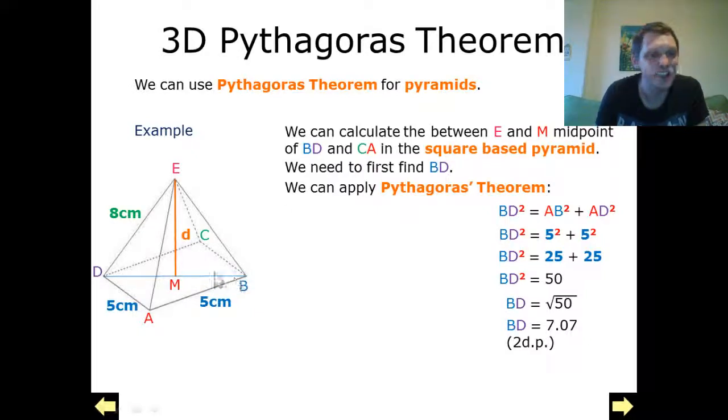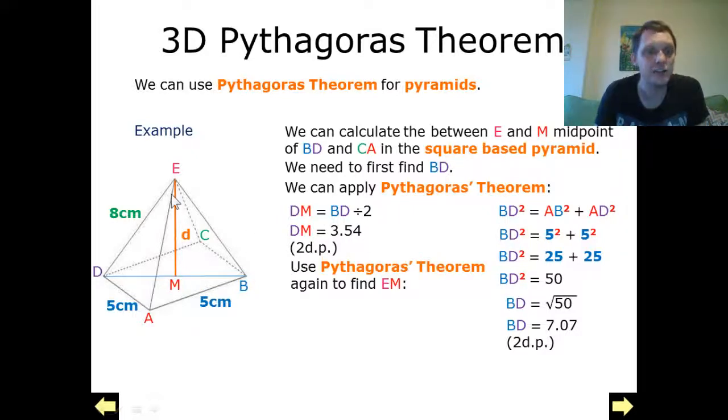Now, of course, that is the entire length of this line. In which case, we know that this line coming down, reaching this point M, is the midpoint of this line. So to find this, we are going to have to halve our length of BD. So halving that gives me 3.54 to 2 decimal places. And now I'm going to use Pythagoras to find EM, because I've got the length of the hypotenuse just here. I've now got the length of DM, in which case I can now use Pythagoras to work out what EM is going to be.